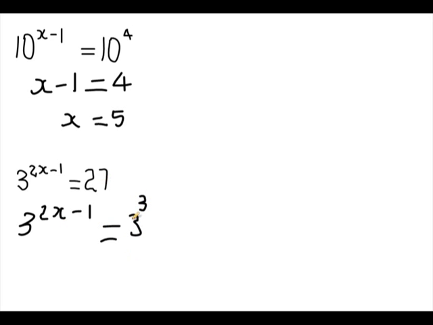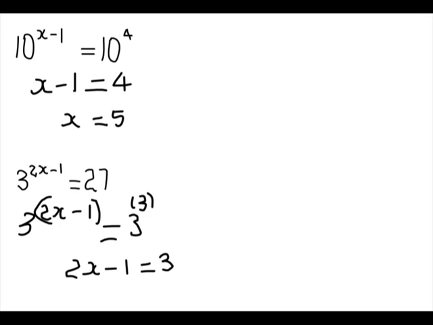I'm making a transformation with 27, so I can say 2x minus 1 equal 3. The power, it's not the base, okay? The power should be the same. I have 2x here, right? That's the power. The only way to have this equation equal is for the powers to be the same. So I'm gonna just solve this.